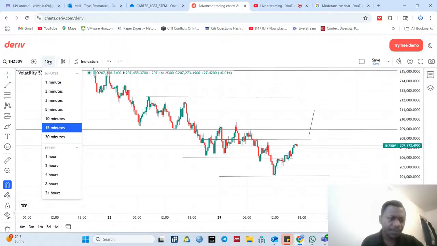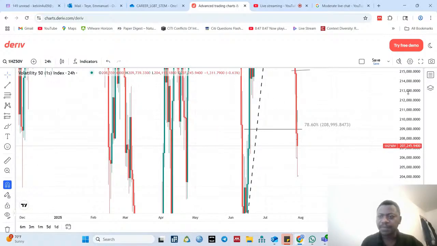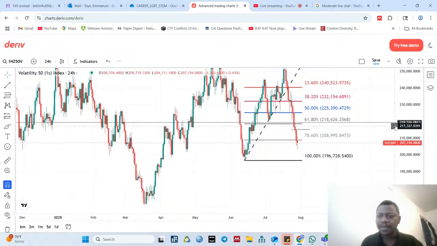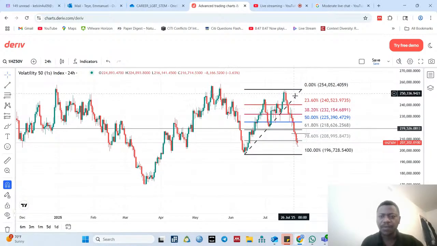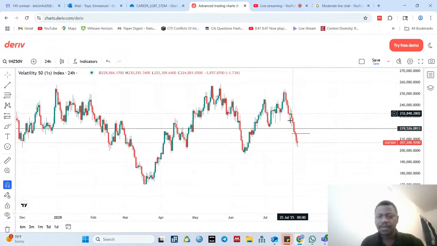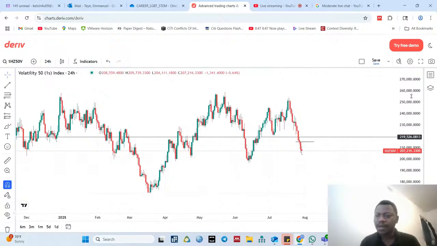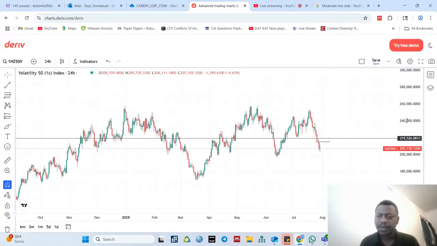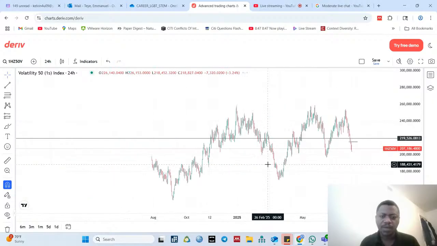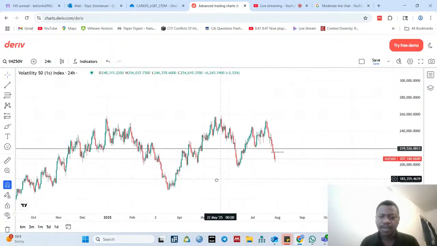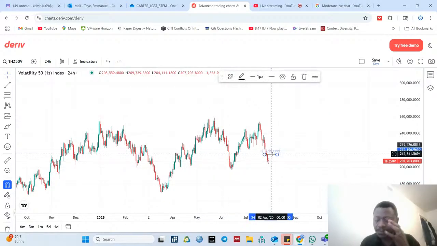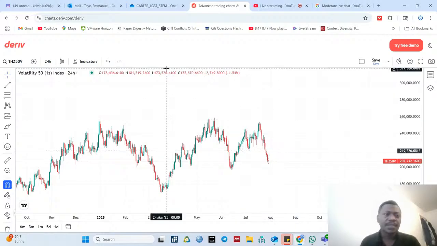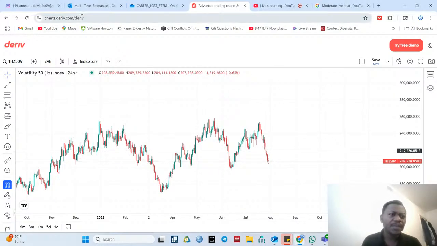So I'm just going to go to the higher time frame and then look at what is happening on 51s. So if you are a new beginner, if you're a new trader or someone who wants to learn to trade, this is Deriv Trading View.